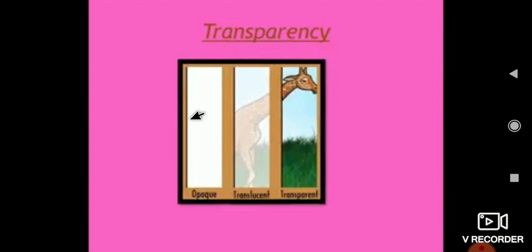In the third part of the figure, the object cannot be seen. Such materials are opaque materials. So this figure, dear students, shows the transparency of the material. In the first figure we can see clearly, therefore it is a transparent material. In the second picture we can see the image but not clearly, therefore it is translucent material. In the last part of the figure you cannot see anything, therefore it is an opaque material.